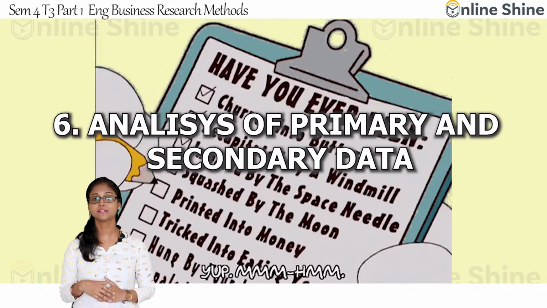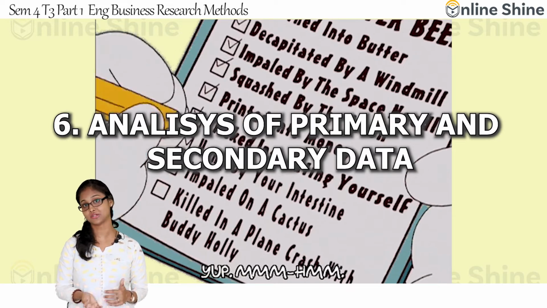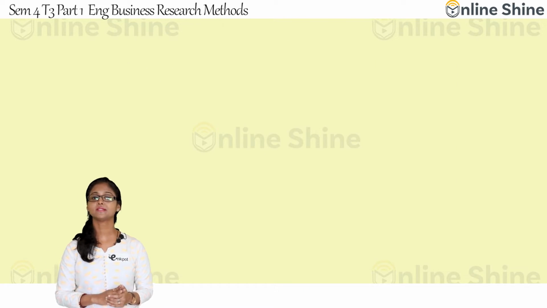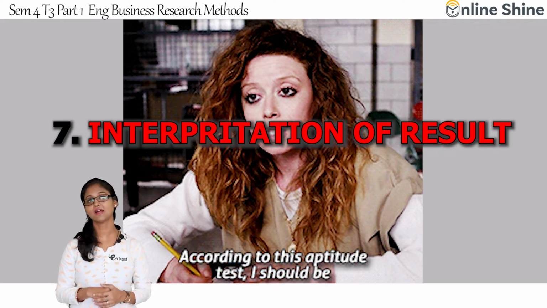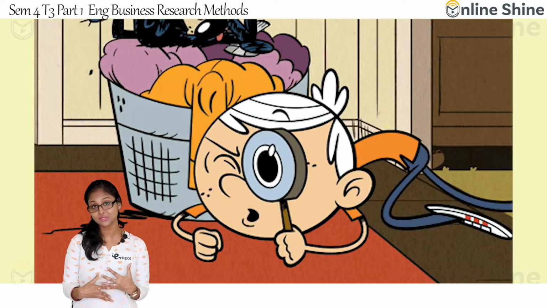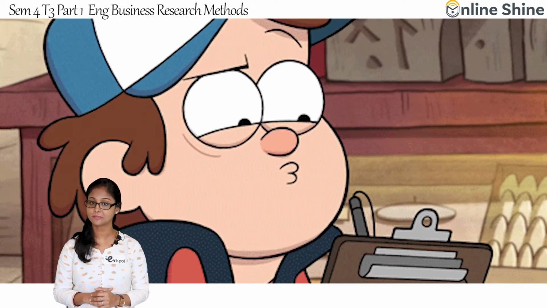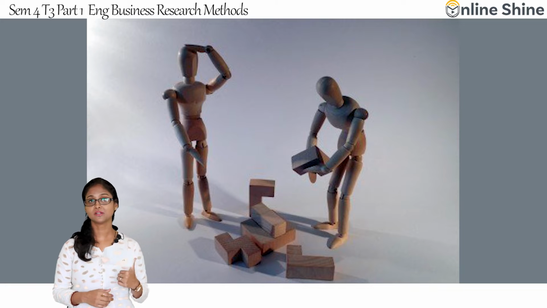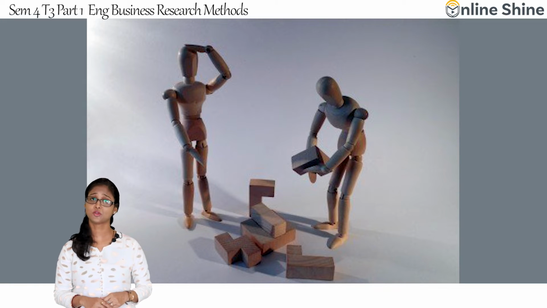The next one is analysis of those primary or secondary data. Next is interpretation of results, and the last one is the report. The report is basically whatever you have researched, which you write up in that particular report. So first, let's start with the first step of the process of research.